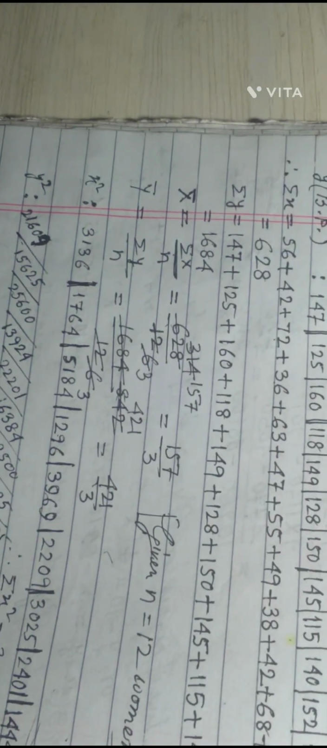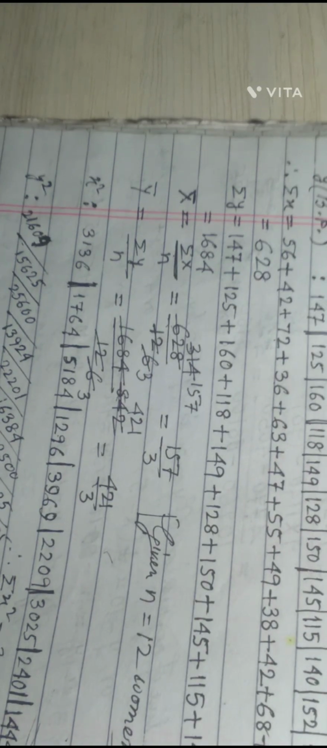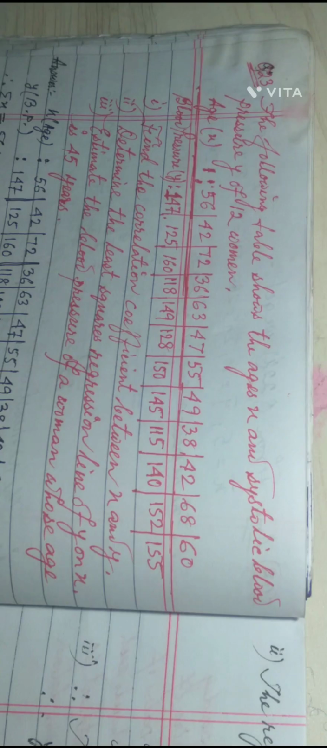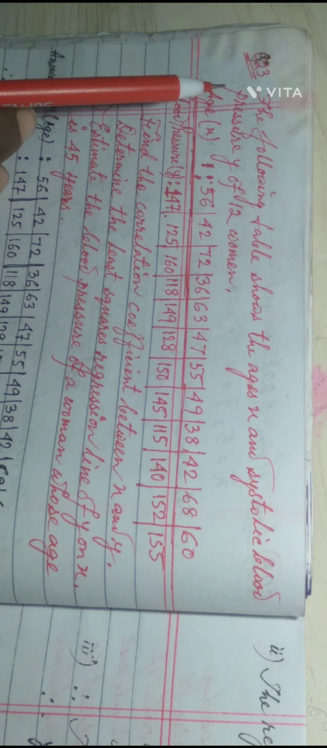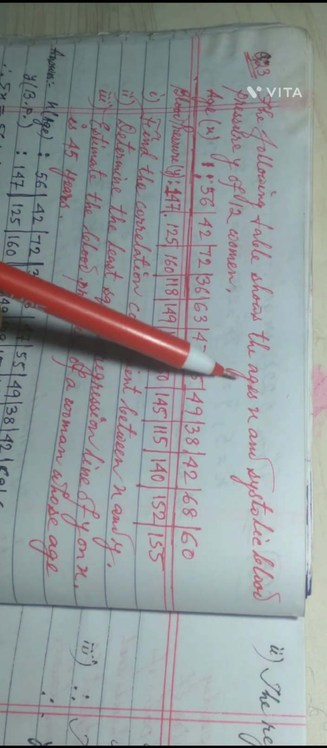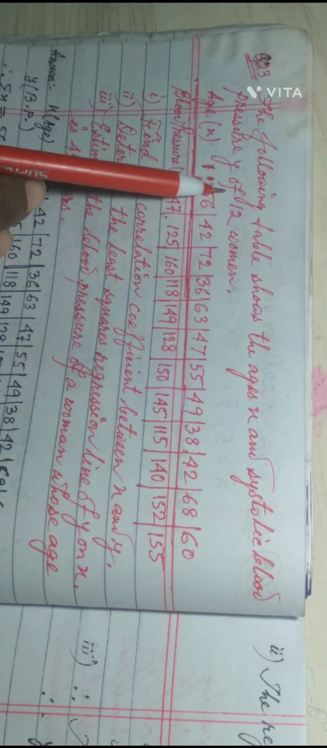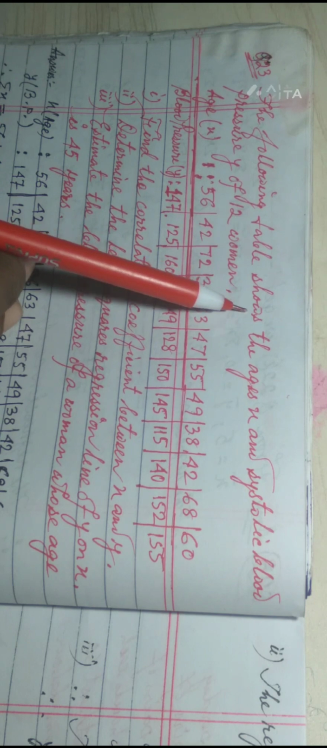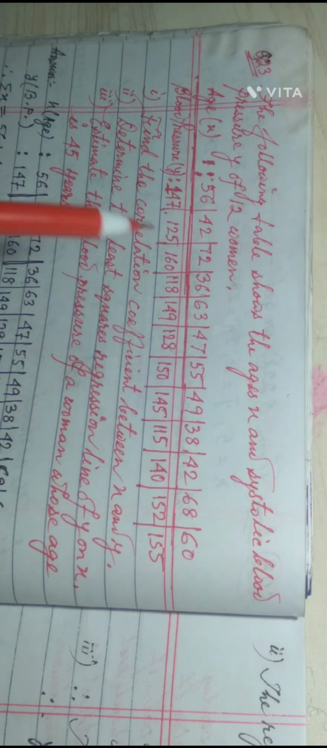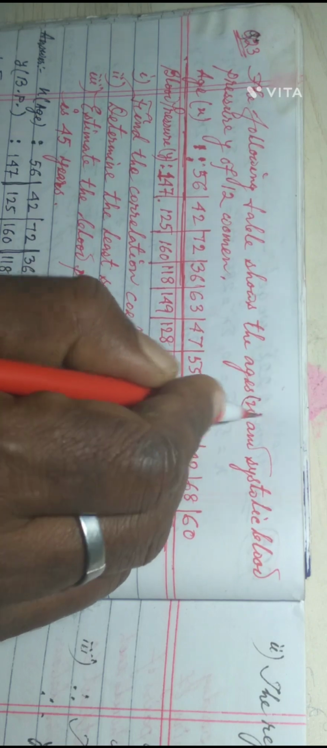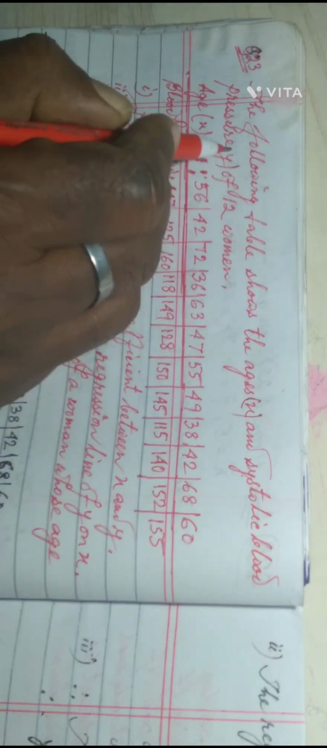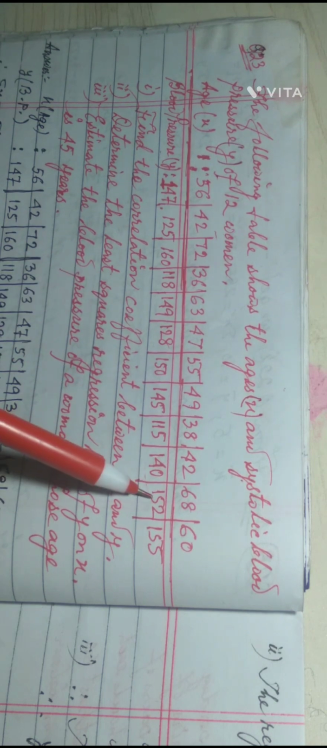ठीक है। 22. Next question number 23. The following table shows the ages x and systolic blood pressure y of 12 women. इसको कैसे x से पकड़ना है and systolic blood pressure को y से पकड़ना है, of 12 women. Here is the table. ठीक है.